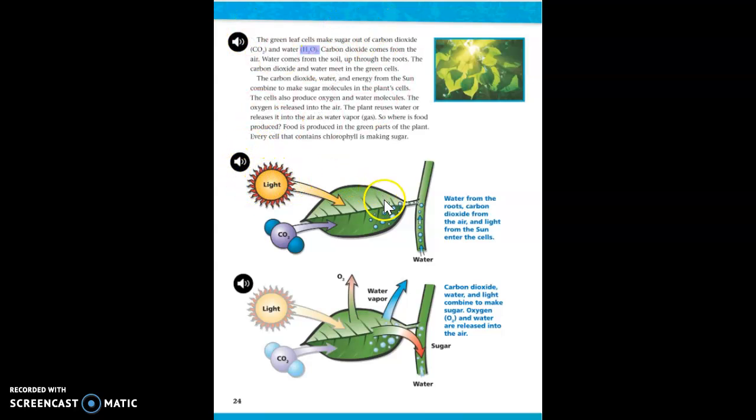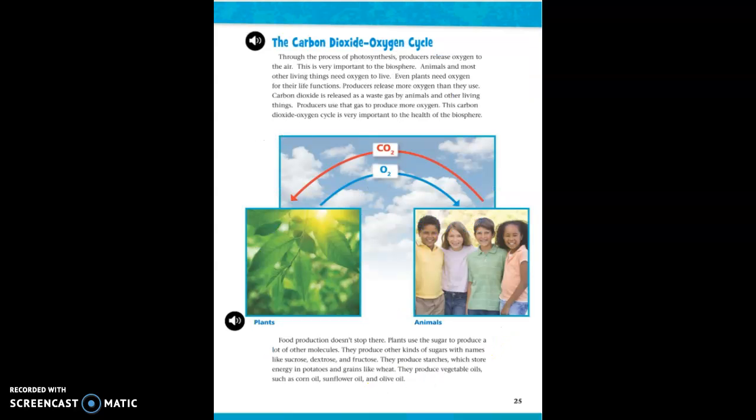So here's the light. It goes into the leaves, and water from the roots, carbon dioxide from the air, and light from the sun enter the cells. So the sun comes in through the leaves, the carbon dioxide comes in from the leaves, and the water comes up through the root. And then the carbon dioxide, water, and light combine to make sugar. Oxygen and water are released into the air. So that's why plants are important, because we breathe the oxygen.